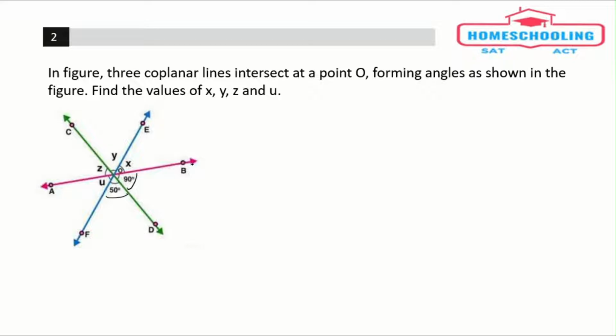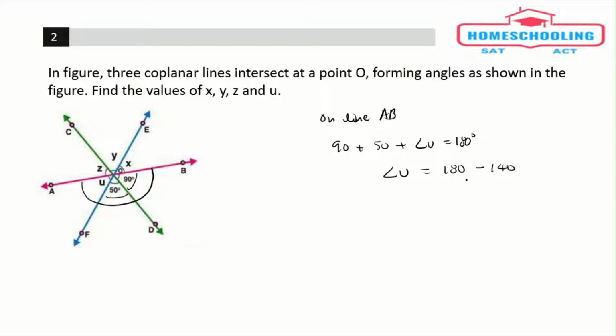As we can see, on line AB, the sum of these three angles would be 180 degree. So on line AB, the sum of these three angles, that is 90 plus 50 plus angle U, would be 180 degree. So angle U would be 180 minus 90 plus 50, that would be 140. So angle U would be 40 degree.